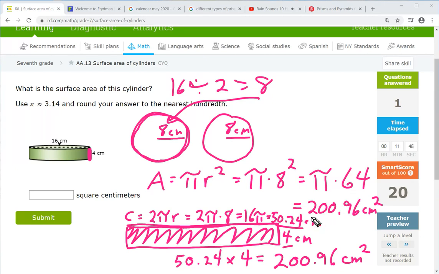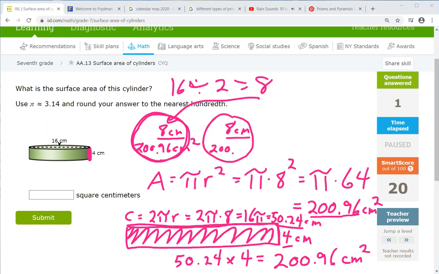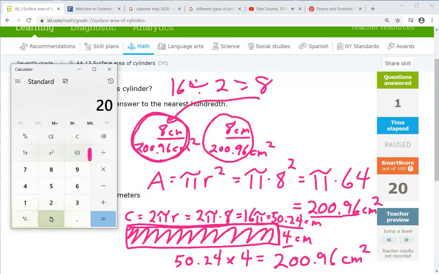But remember, this was for the area of both of these circles. So we have 200.96 in both of these. So we have to add up 3 200.96s. Now I could just multiply by 3 here, obviously, but I want you to get in the habit of adding them, because again, it was just a coincidence that all 3 of these turned out to be the same.